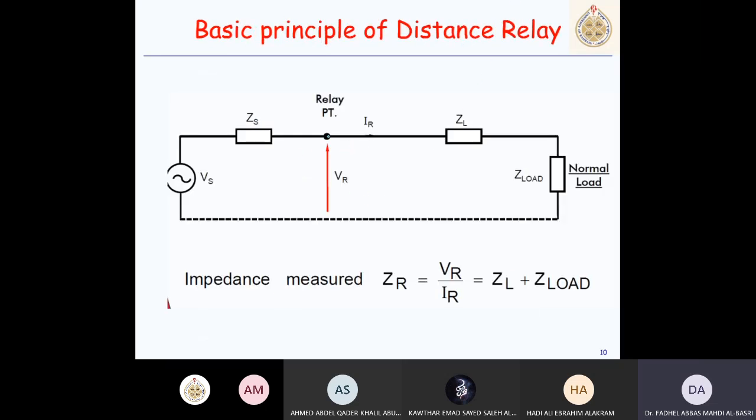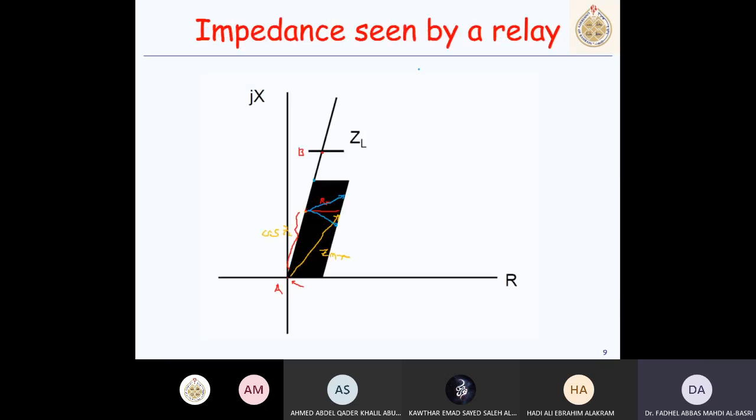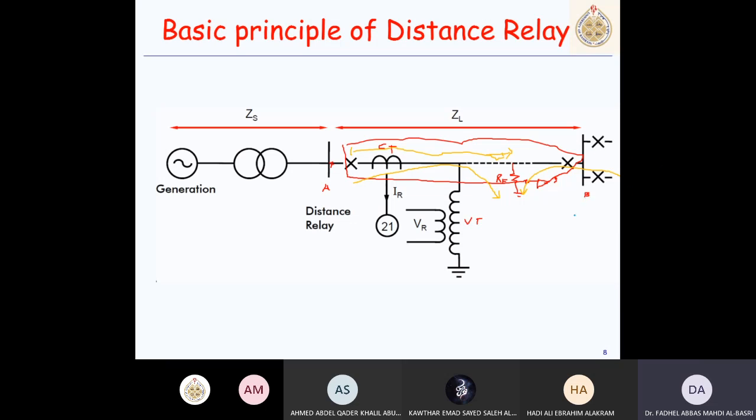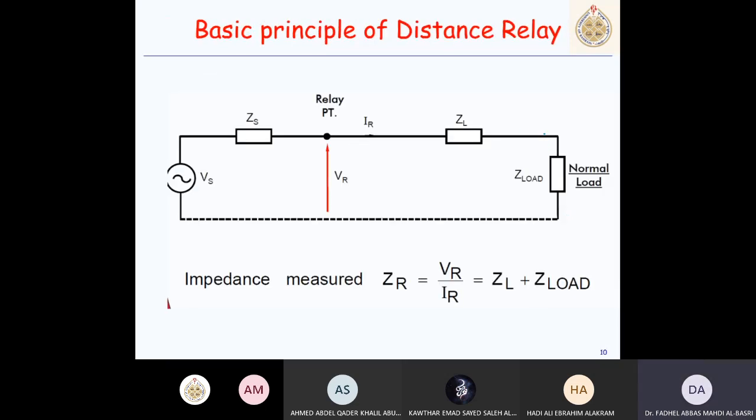Now suppose this is the source impedance, the line impedance, and the load impedance, which is connected after point P. So this is bus P, and this is bus A, where the relay is located. As I said, we have voltage measurement from the VT. We have current measurement that flows here, but this is referred to the secondary side. Now if you divide V over I, the value will be ZL plus Z load, right?